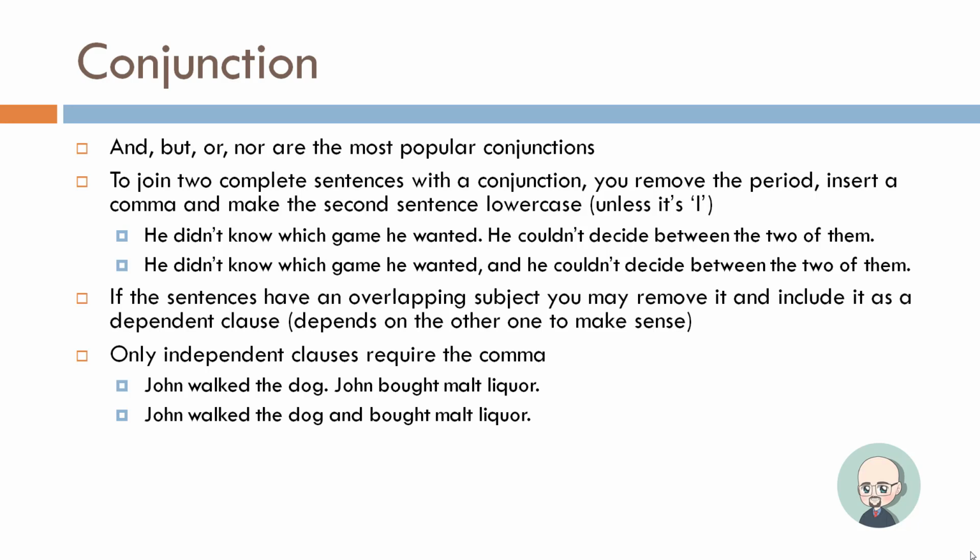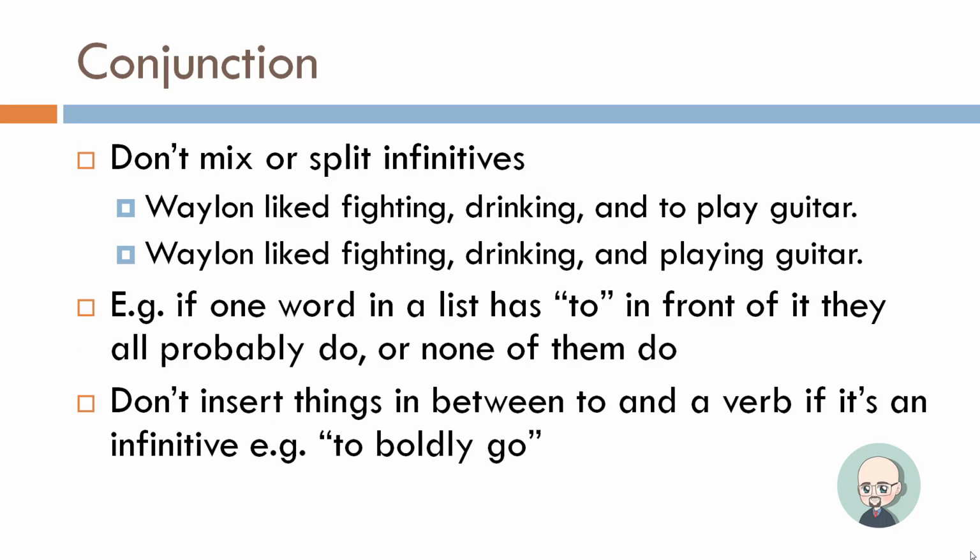If the sentences have an overlapping subject, you may remove it and include it as a dependent clause. A dependent clause depends on the other one to make sense. Only independent clauses require the comma. John walked the dog. John bought malt liquor. John walked the dog and bought malt liquor. Okay, see how it's conjoined, and now there's no need for a comma.